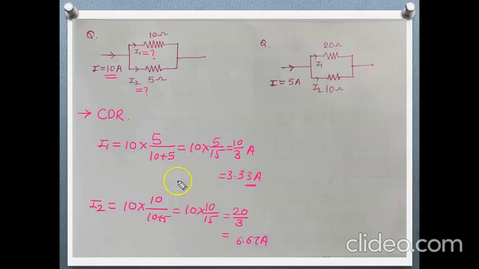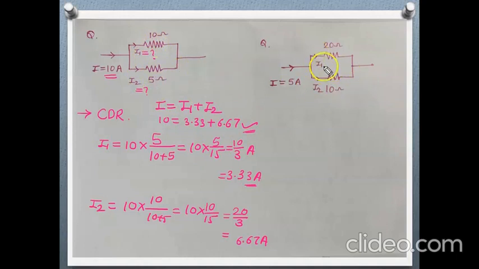Now check whether the values are correct or not. From the diagram we can write that I is equal to I1 plus I2. So let's check that. 3.33 plus 6.67 should be 10. So 10 equals this 3.33 plus 6.67, we have got this value. So it will be nothing but 10 ampere. So our answers are correct. Okay. In this way we can find the current distributed among these two branches.